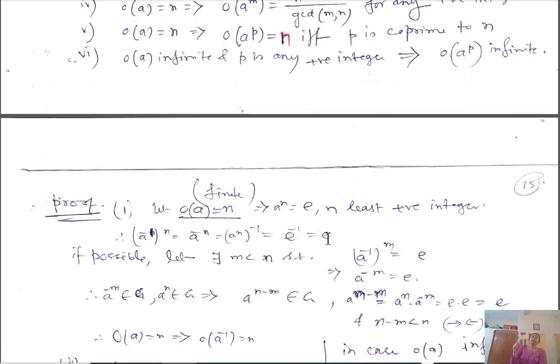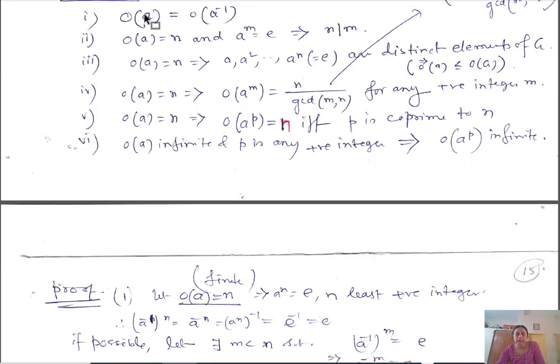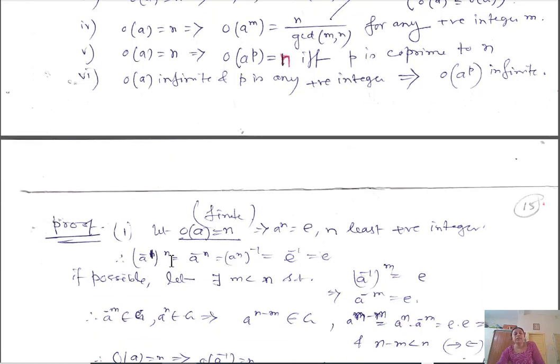But to show that n is the order of A inverse, I have to show that order of A and order of A inverse are same, that means n. I have shown first that A inverse to the power n equal to e, but it is not sufficient. You also have to ensure that n is the least such positive integer for which this holds.